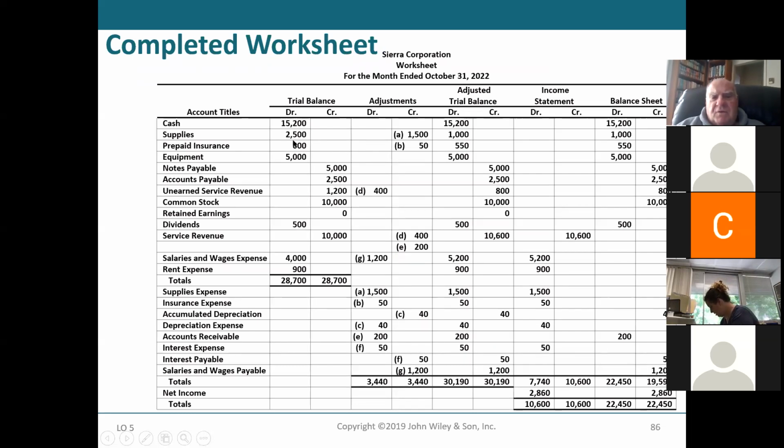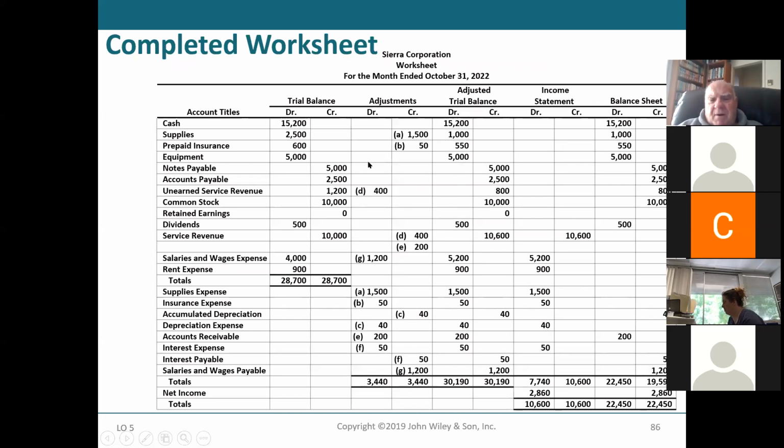Supplies, they were $2,500. Now we're crediting them $1,500. $1,000 is your new balance. Prepaid insurance, $600. They adjusted out $50. So I hope you get the understanding of what we're doing here. We're taking the adjusted entries and we're minusing them or plussing them to the beginning to get the adjusted trial balance, okay?